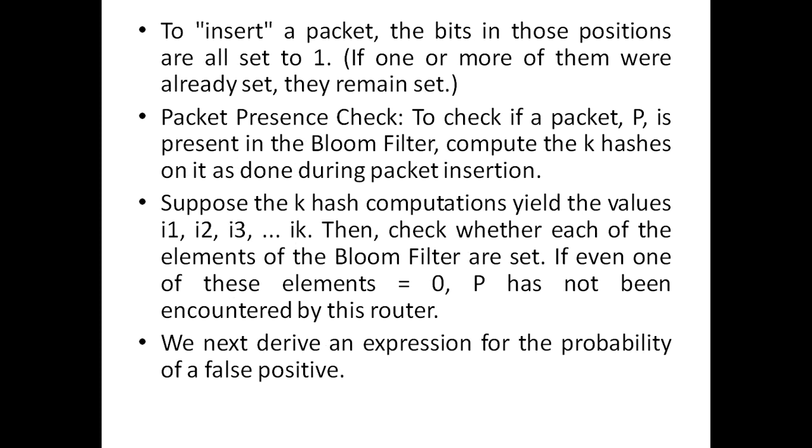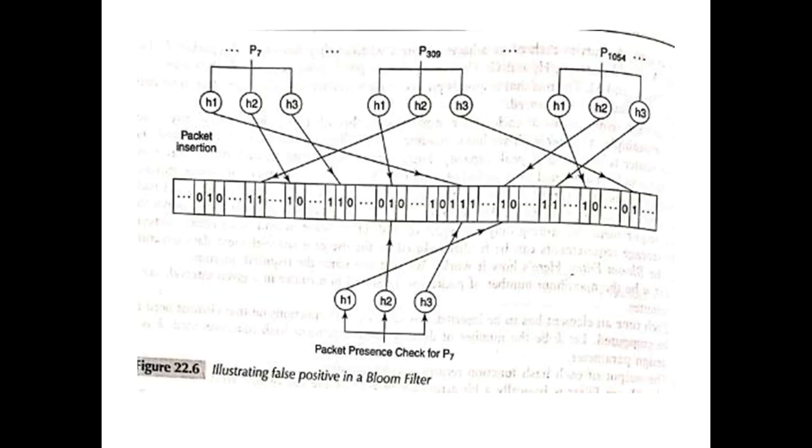Packet presence check. To check if a packet P is present in the Bloom filter, compute the k hashes on it as done during the packet insertion. Suppose the k hash computations yield the values i1, i2, i3 till ik, then check whether each of the elements of the Bloom filter are set. If even one of these elements is equal to 0, P has not been encountered by this router. We next derive an expression for the probability of a false positive.